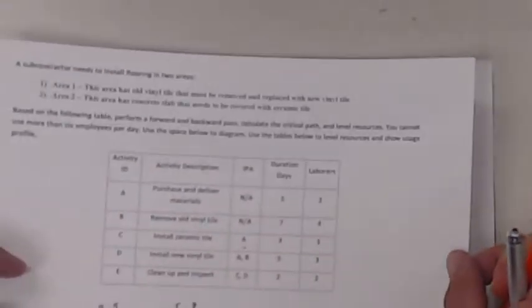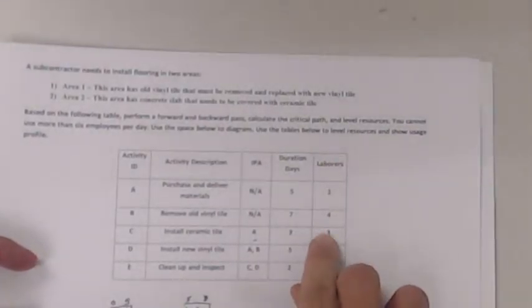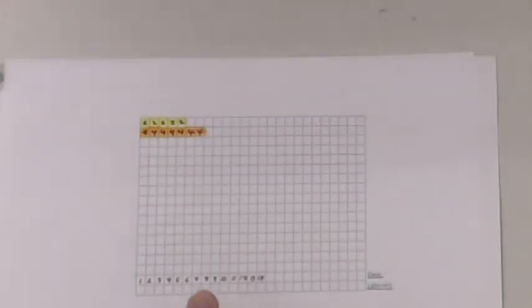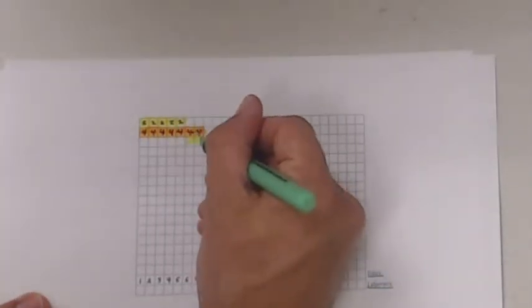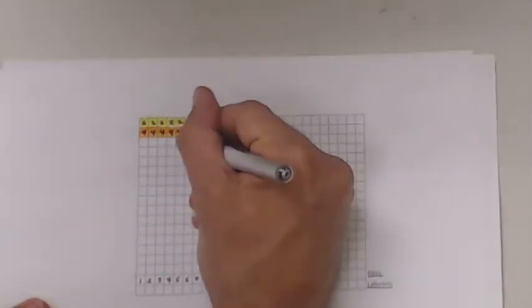Activity C is a 3-day duration, and it's got 3 laborers assigned to it. And it can start on day 5. So I'm going to write those actually right in here. 1, 2, 3. And there are 3 laborers assigned to it. 1, 2, 3.